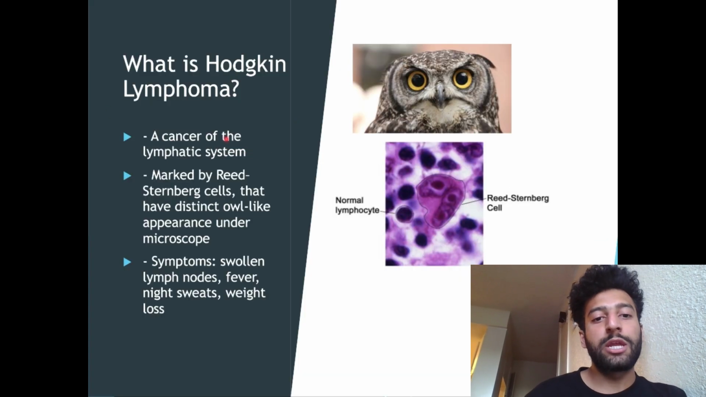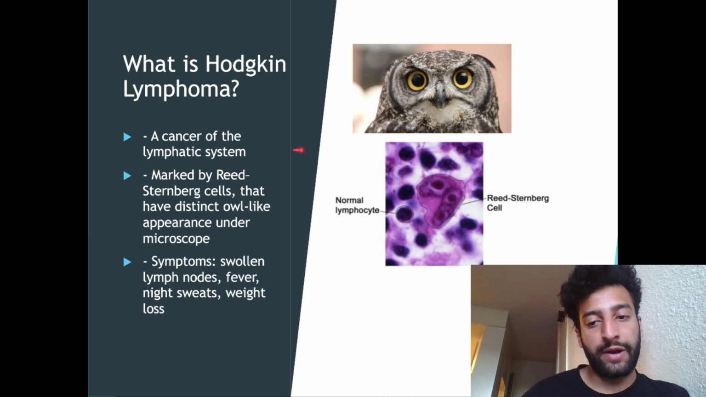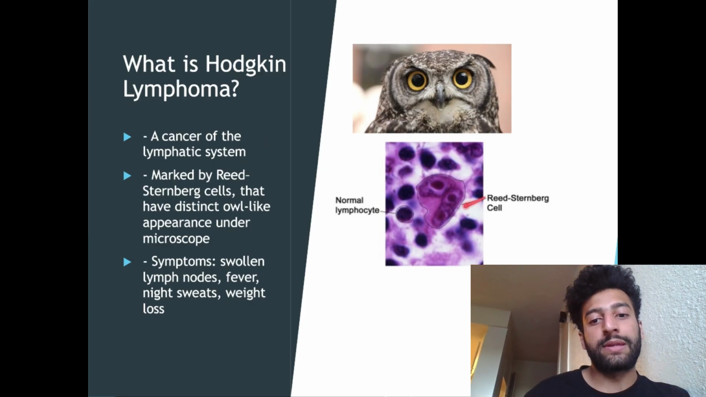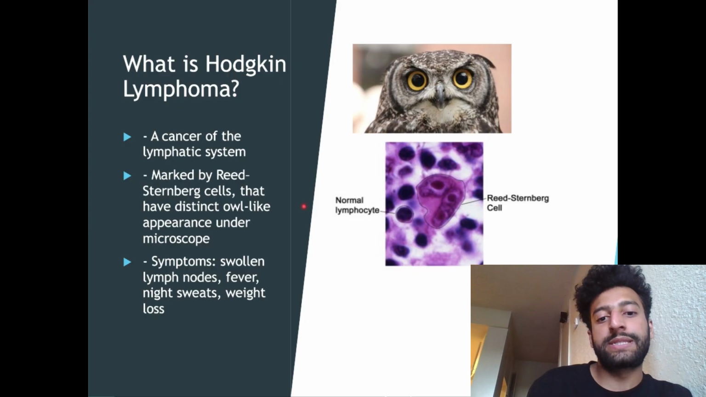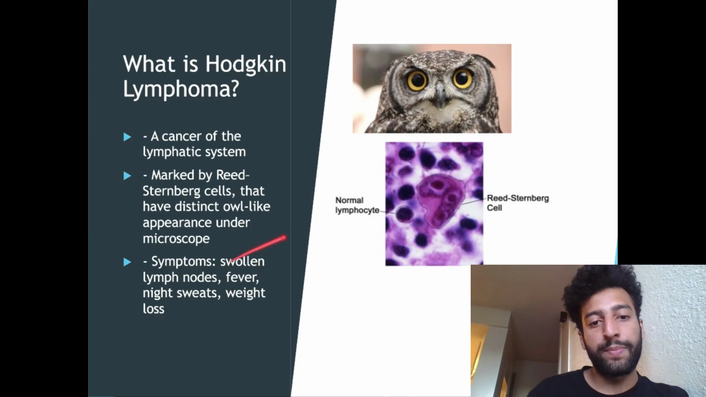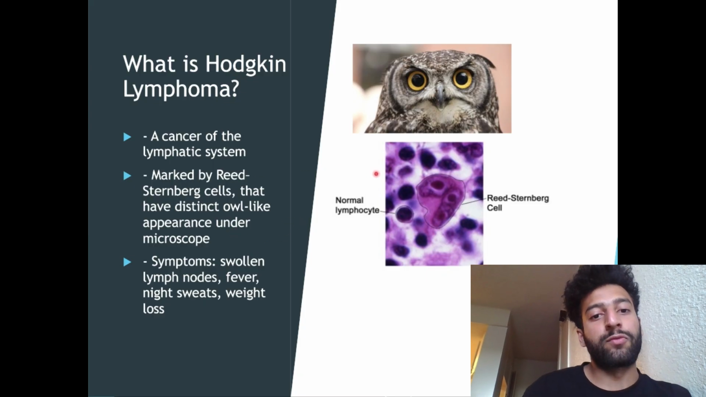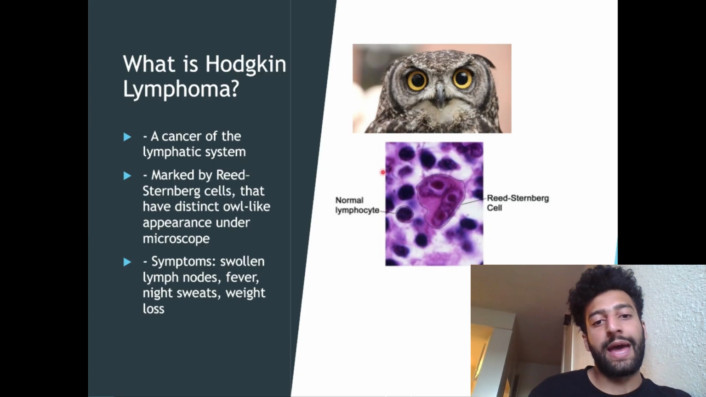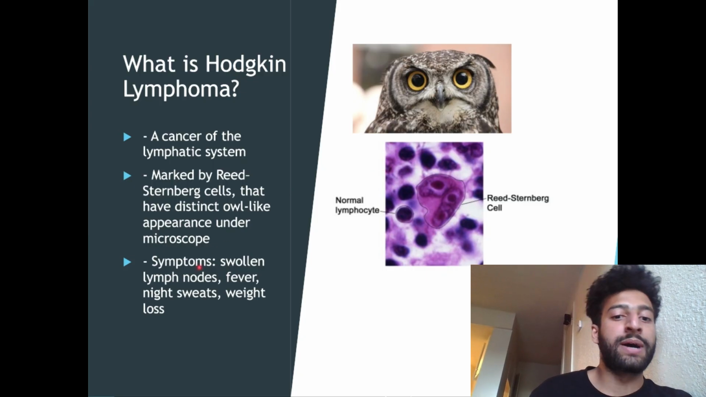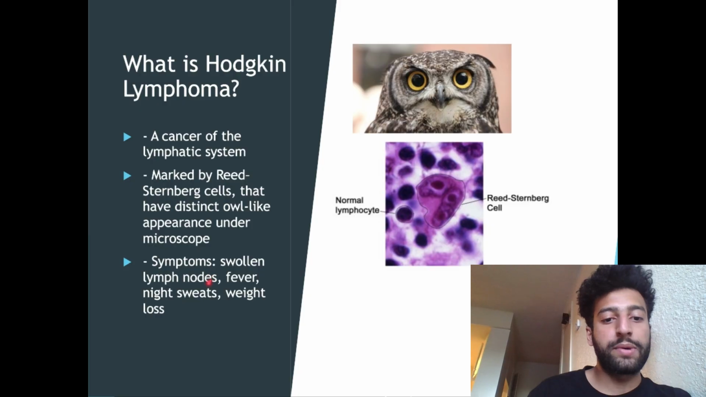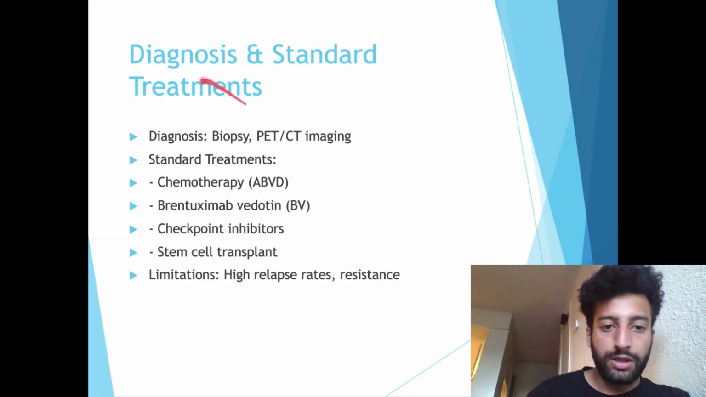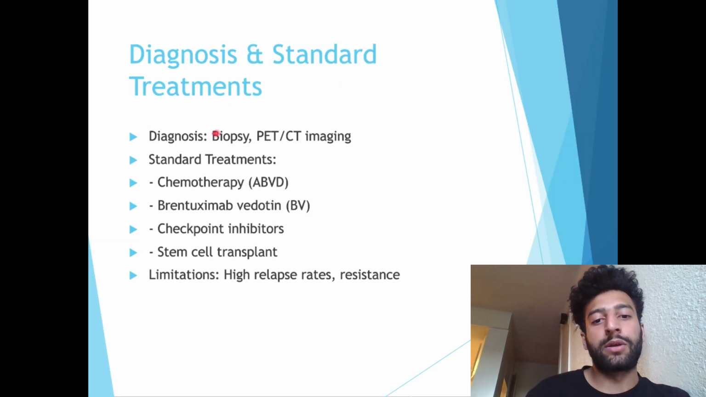Microscopically, Hodgkin's lymphoma is characterized by the presence of Reed-Sternberg cells, which have a distinct owl-like appearance under the microscope. That basically confirms that this person has Hodgkin's lymphoma. It is marked by swollen lymph nodes, fever, weight loss, and night sweats. The standard therapy includes PET imaging, chemotherapy, drugs, and stem cell transplant as well.